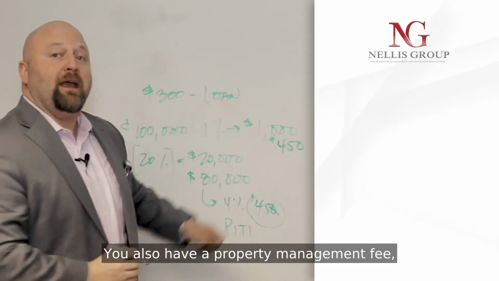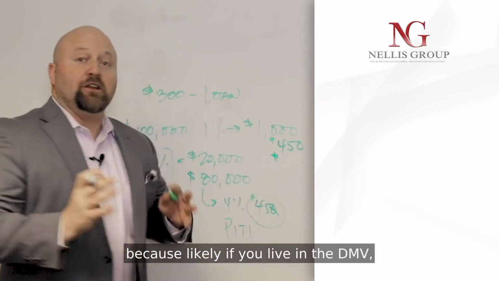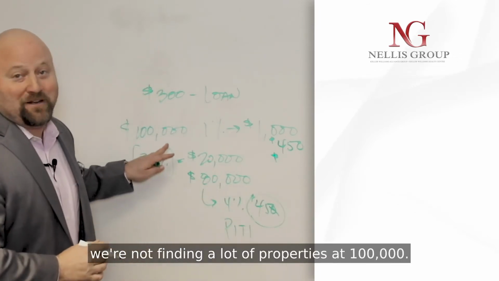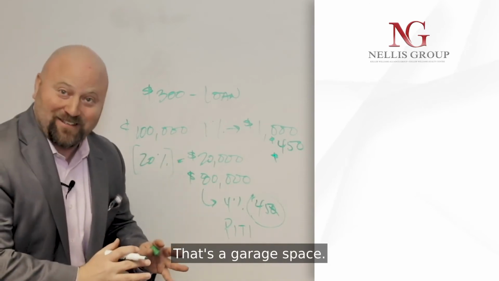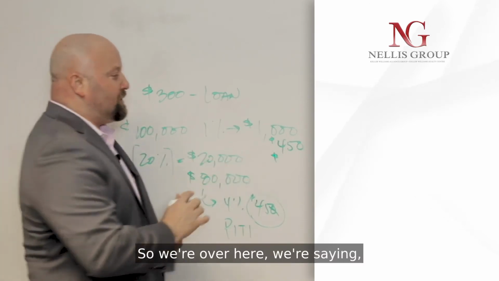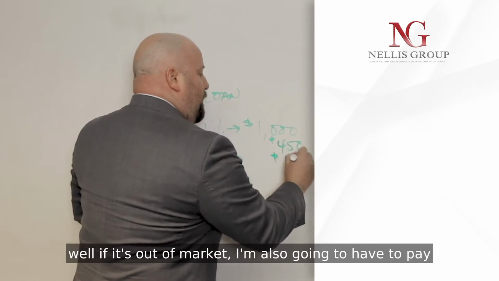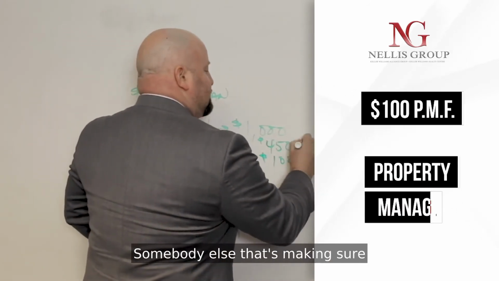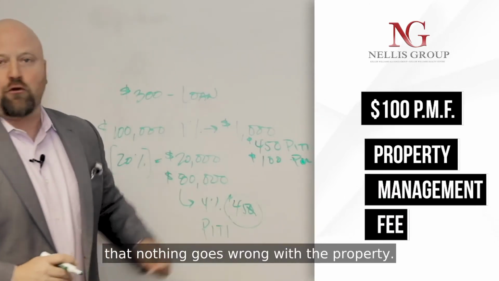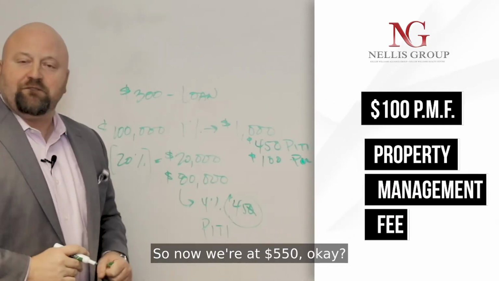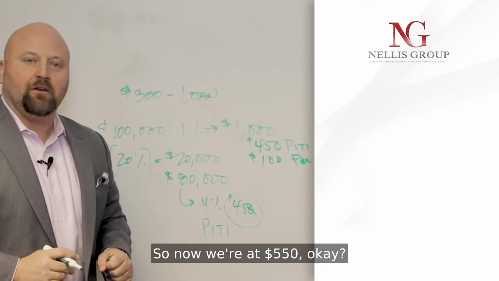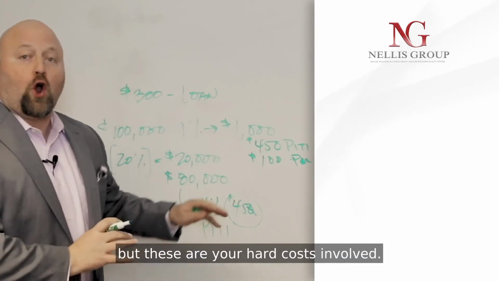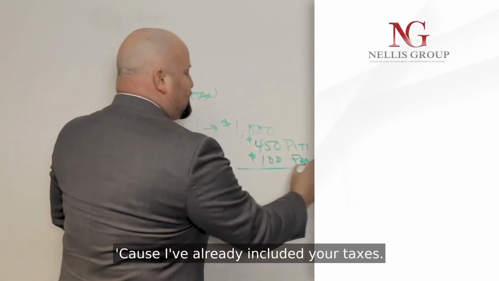You also have a property management fee because likely if you live in the DMV, the Washington, D.C. metro market, we're not finding a lot of properties at $100,000. That's a garage space. So if it's out of market, I'm also going to have to pay what we call a property management fee, somebody else that's making sure that nothing goes wrong with the property. So now we're at $550, okay? There could be some maintenance, there could be some different things, but these are your hard costs involved, because I've already included your taxes.